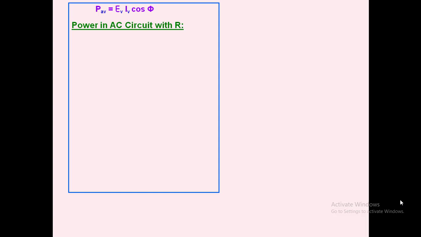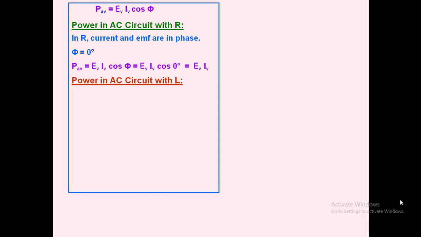Power in AC circuit with R. That means whenever an AC source is connected to a pure resistor, how will the power be? In R, current and EMF are in phase. That means the phase difference is equal to 0 degree, which we have learnt previously. So if you substitute, cos 0 is nothing but 1. So P average equal to E_v I_v. So maximum power will be there across a resistor.